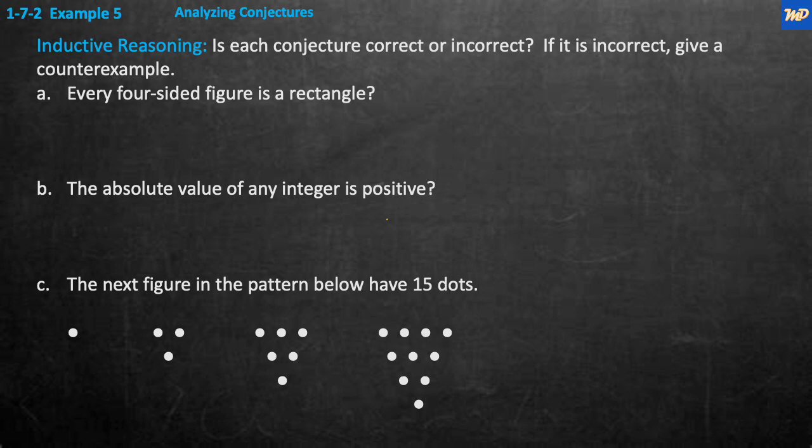Example 5, analyzing conjectures. Inductive reasoning says, is each conjecture correct or incorrect? If it is incorrect, give a counterexample. So for A, every 4-sided figure is a rectangle. Is that true? Think about it. Well, we know a few that are, right? A square is a rectangle. What else? A rectangle is a rectangle. Is there any other 4-sided figure?